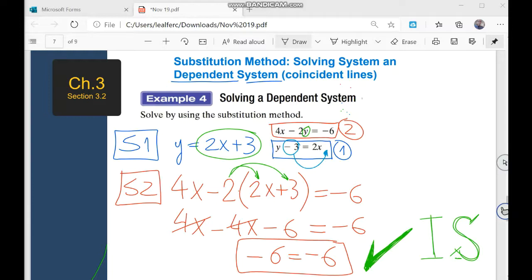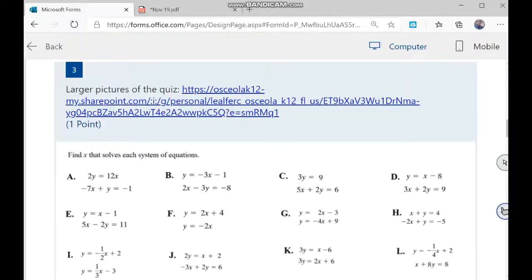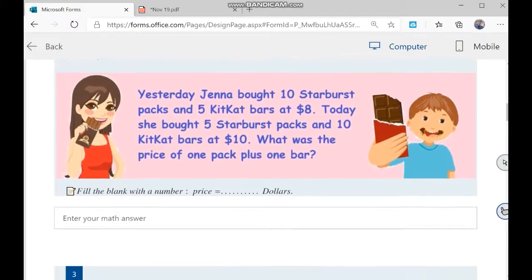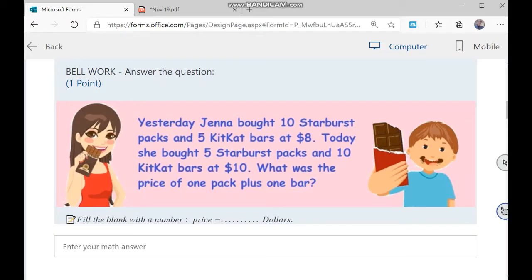And that's everything that I have to show you on the slides, on the PowerPoint. The next thing is to work on the quiz, to practice. So, are you ready? Let's practice, let's work on the quiz. Before working on the quiz, let's try to answer this question here. Let's try to answer the bell work. This is going to be a warm-up before working on the quiz.